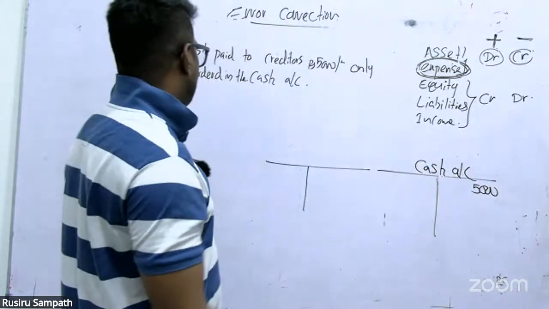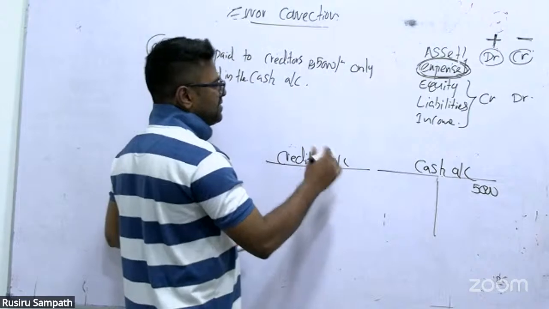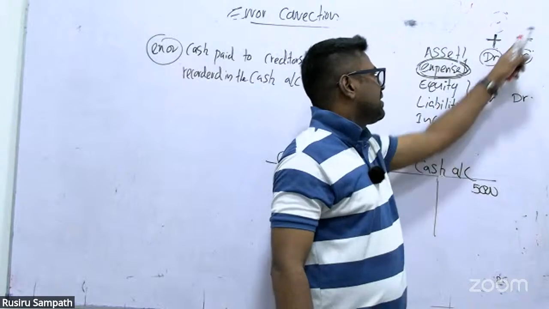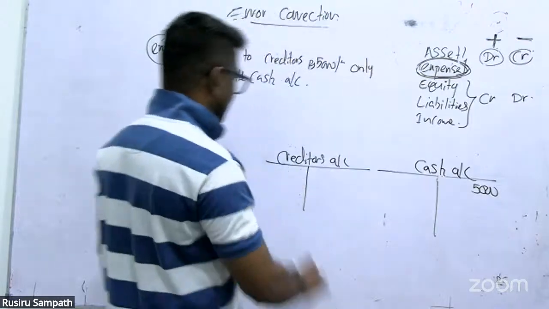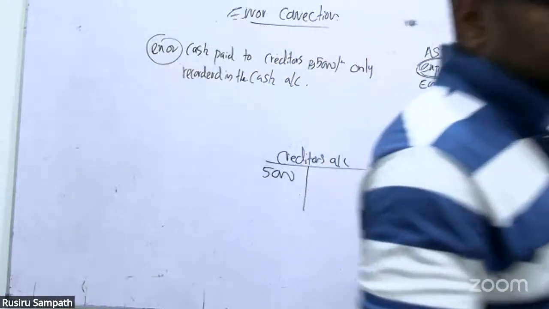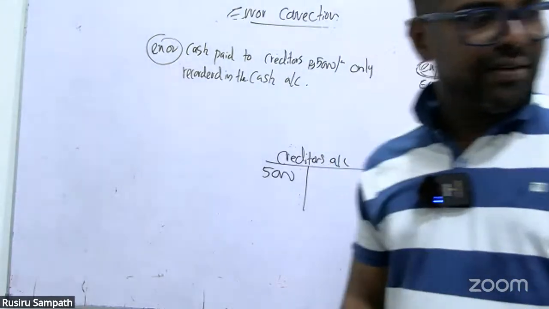And also paid to creditors. You know creditors are liabilities. Then liability decreases. Liability decrease is a debit, so debit the creditors account 5,000. That is the corrected entry: cash account credit, creditors account debit. But what they say is this transaction was recorded only in the cash account, not recorded in the traders account.